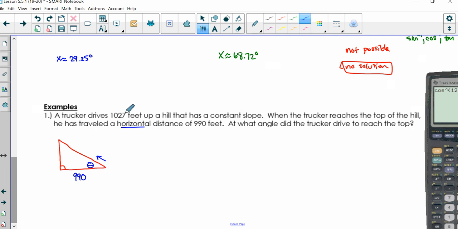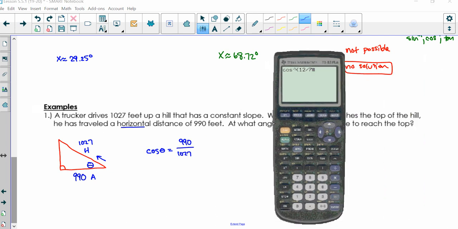Which means then this number right here, 1027, is the distance that the truck drives. The truck can't drive straight up vertically. So the only way that this number makes sense is there, because again, that truck is driving up that hill. Based off of where theta is at, this is my adjacent side and this is my hypotenuse, which means I'm going to use cosine. So I'm going to say cosine of theta equals my adjacent side over my hypotenuse.